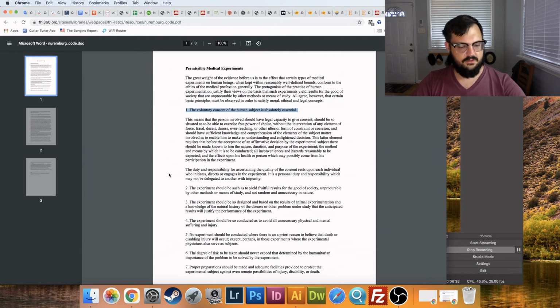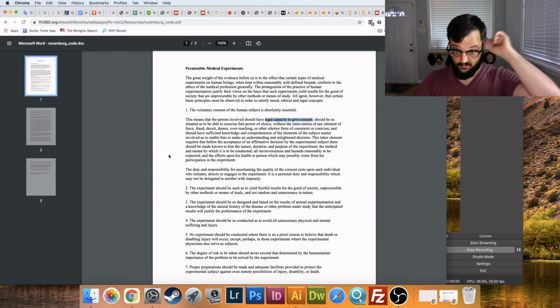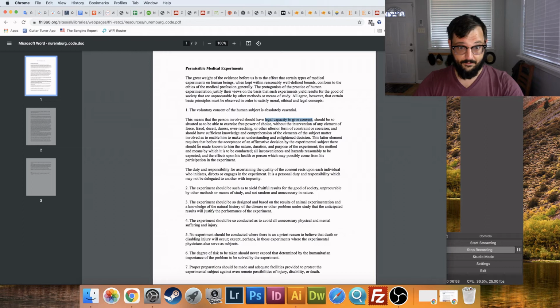Yes, the tendency to editorialize on this point is great. Legal capacity to give consent: that applies in one case at least to minors, which are now being targeted by a certain experiment. And then of course coercion, and then sufficient knowledge, which I would argue is something that nobody has in regard to the current events.